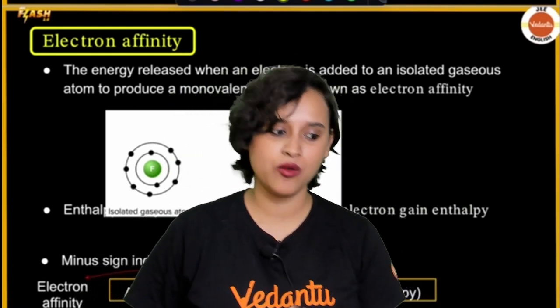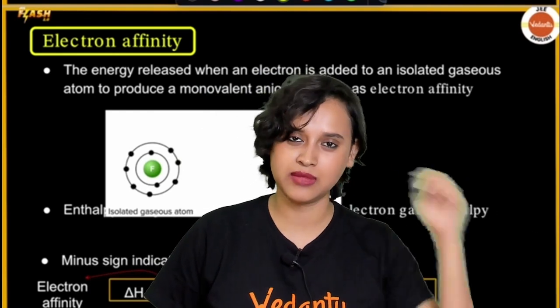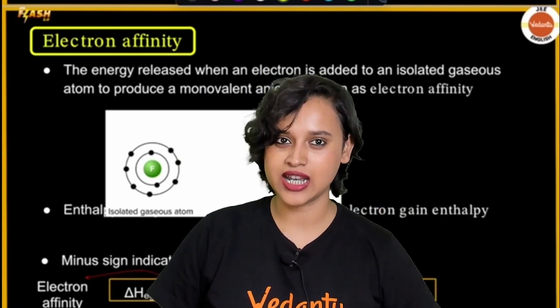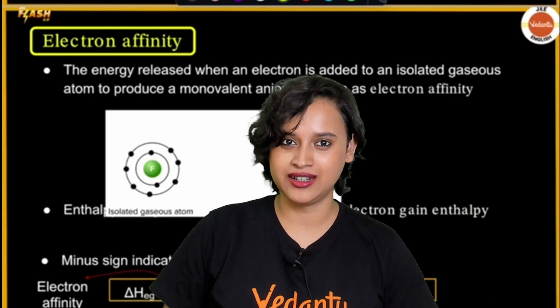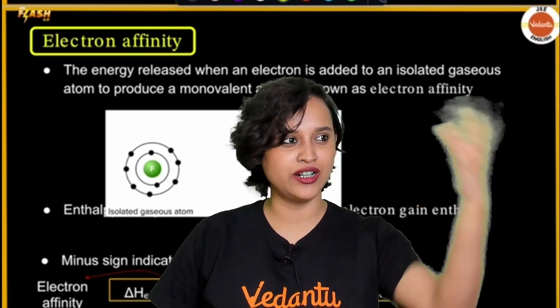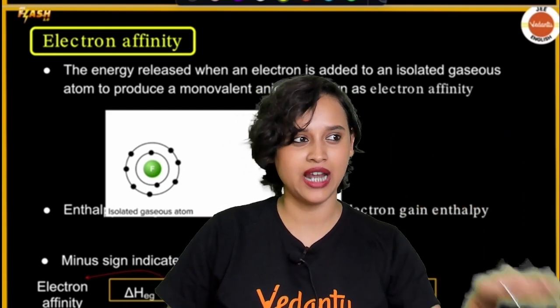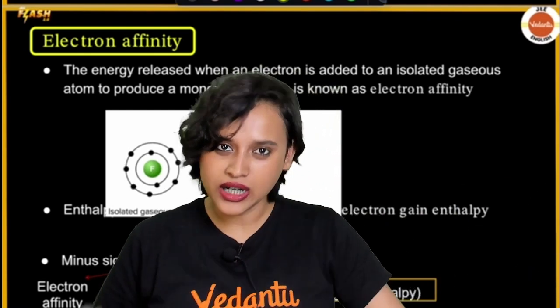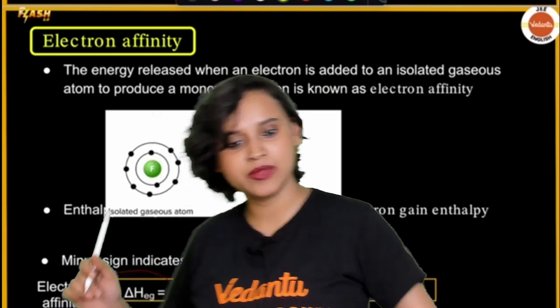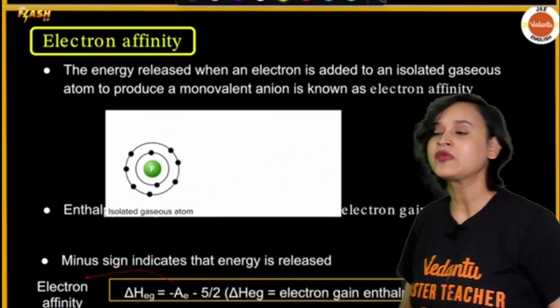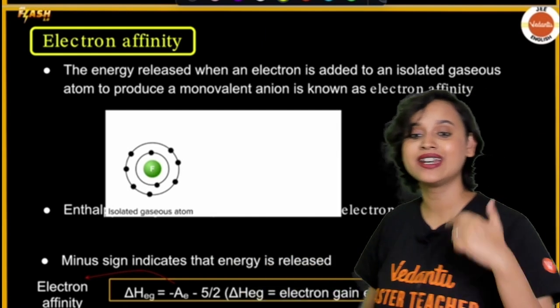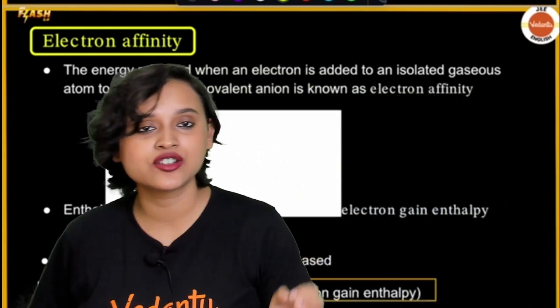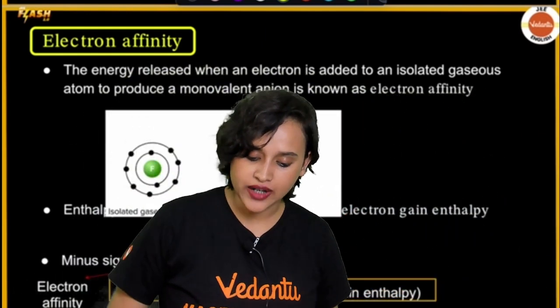I can't give money. How? I don't have enough money to run my month or my house. I can't go and donate all my money to an NGO. How will I do it? Right? You get the point, everybody. Similarly, here also, when you push in an electron, there is an energy that is released, and that is called electron gain enthalpy. Okay? Alright, everybody.